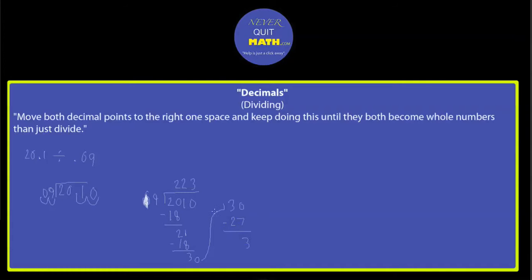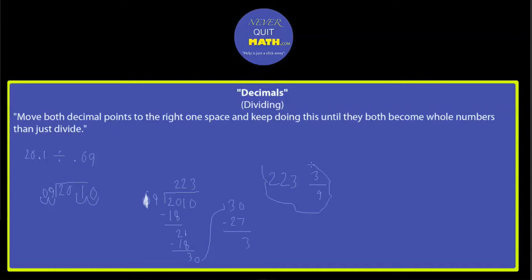But if we wanted to continue to get decimal answers, well, I'll teach you that another time. For right now, just stop right here and your answer will be 223. And what is your remainder? Your remainder is actually 3. And you always do remainder over divisor, in this case 3/9. That would be your exact answer for this question. Got it?